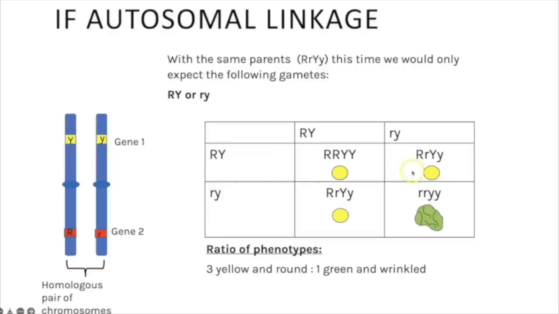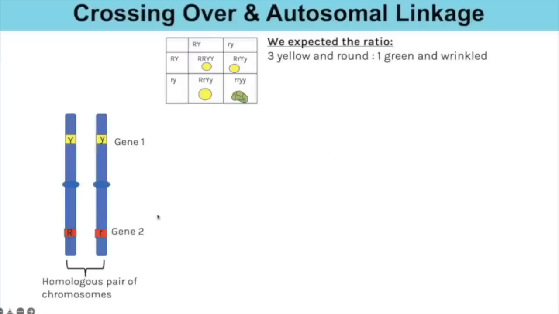So our possible genotypes of the offspring and the phenotypes are here, and we get a very different ratio, a ratio of 3:1, and that then does not fit the typical 9:3:3:1 ratio. So that is how autosomal linkage could prevent you from getting that ratio. But we also need to consider crossing over and autosomal linkage impact as well.